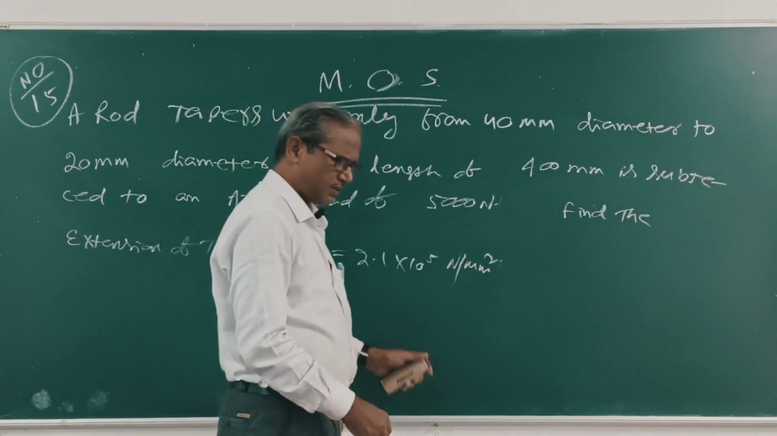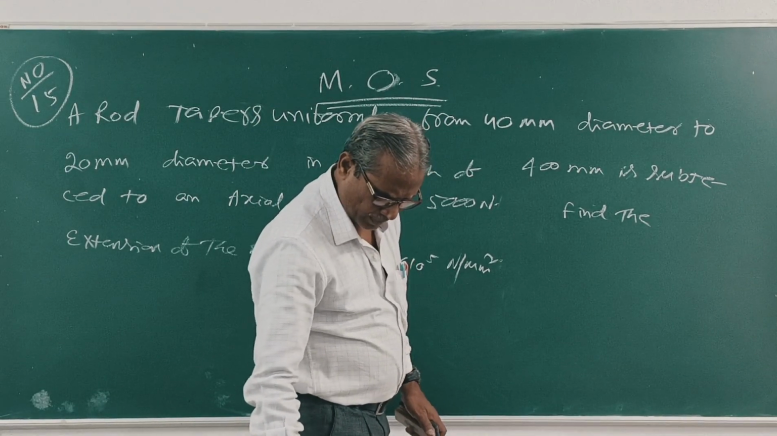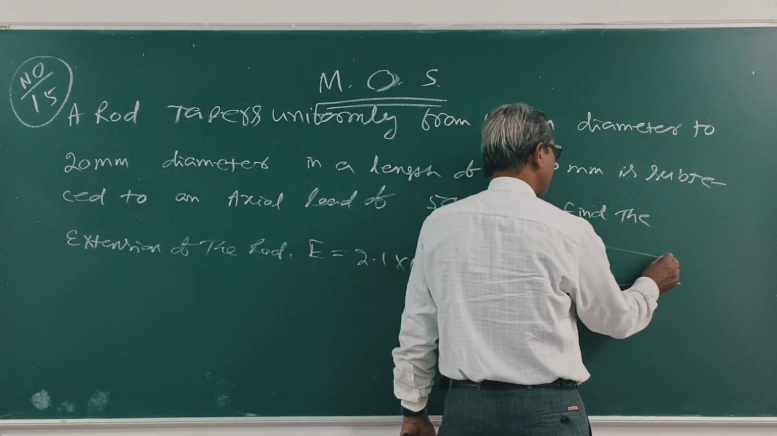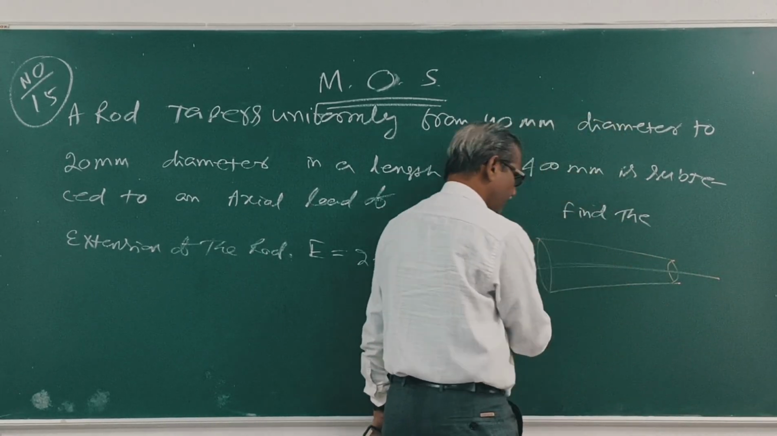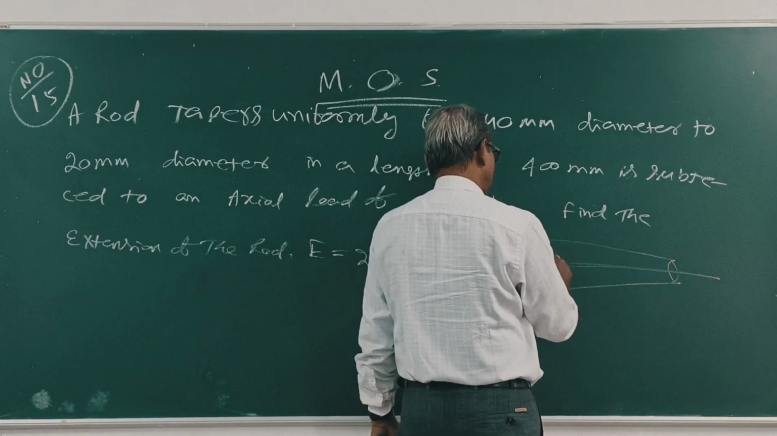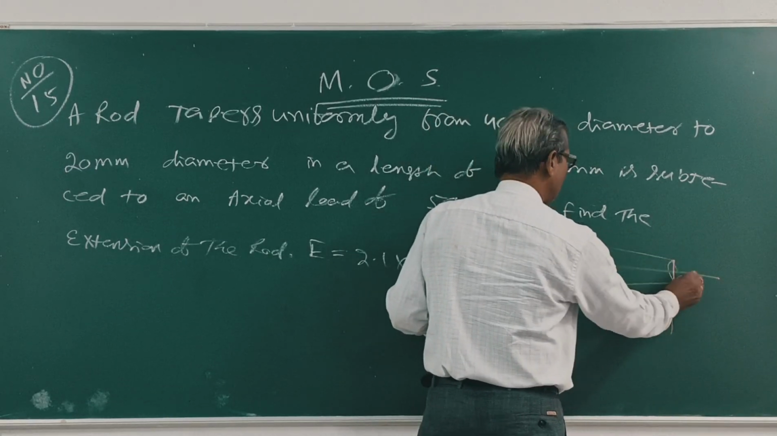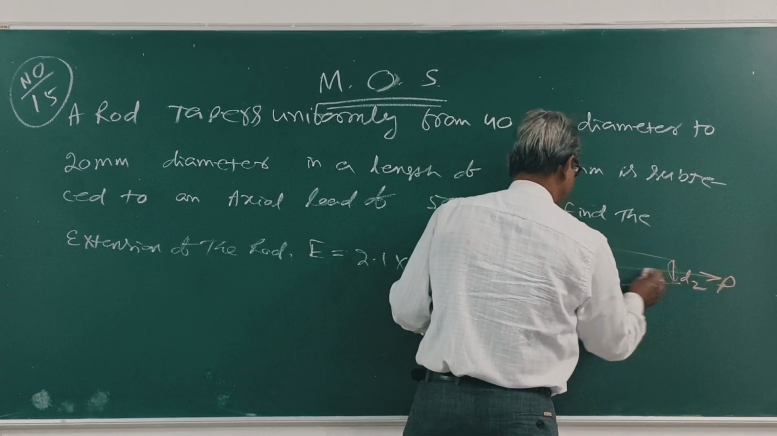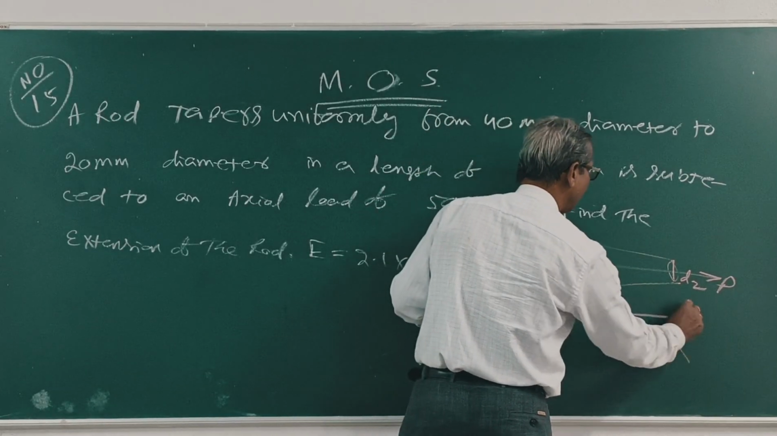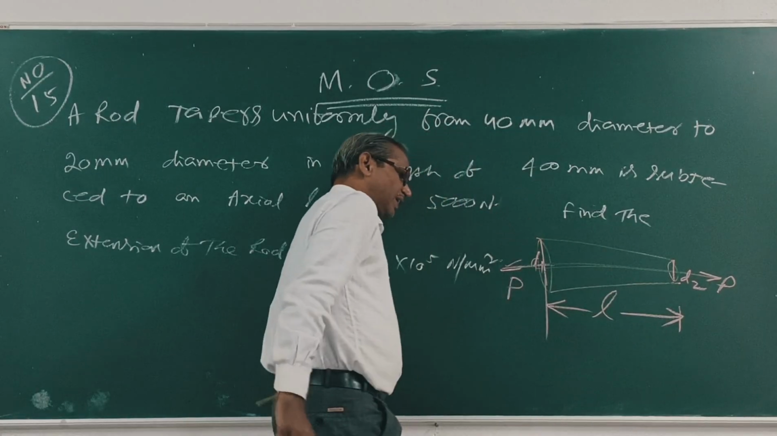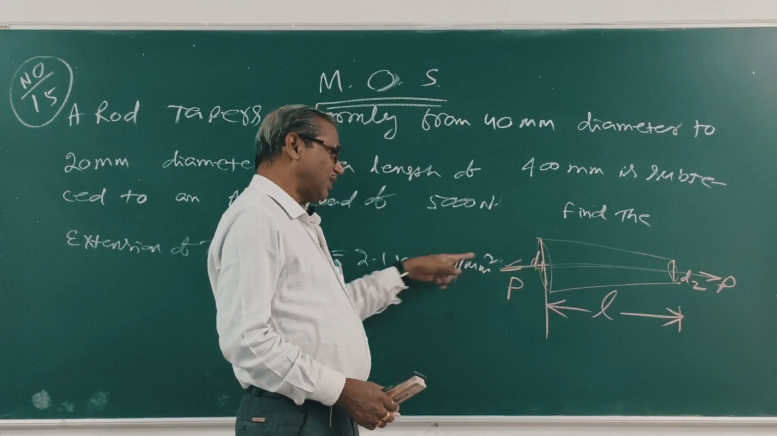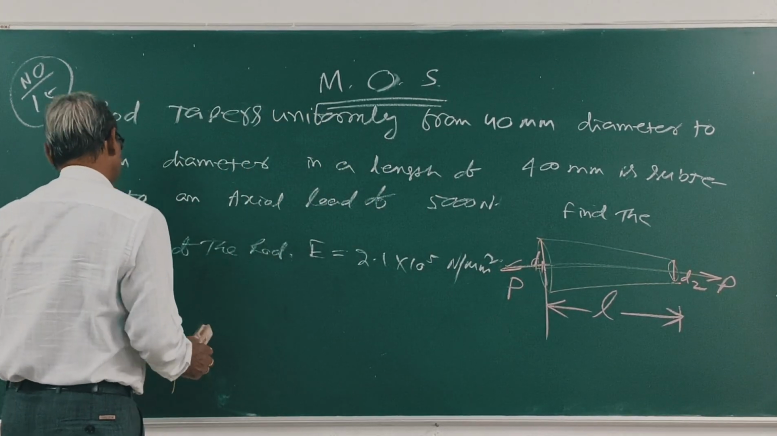Rod uniformly tapers. This is the figure. Tapering section, tapers from D1 to D2, load P on both ends, length L. Diameter D1, D2, length L, load P. So first write the given data.